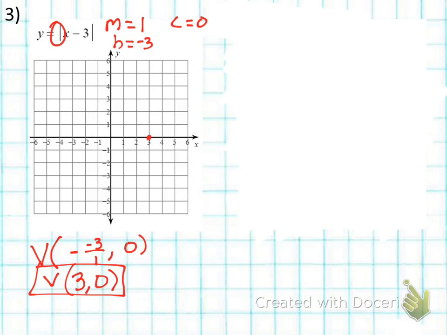So now we have to make our XY table. It's going to be 3, 0. And then what 2 numbers are bigger than 3? 4 and 5. And what are 2 numbers that are smaller than 3? 2, 1. Okay, did you see how I set those up, everyone?